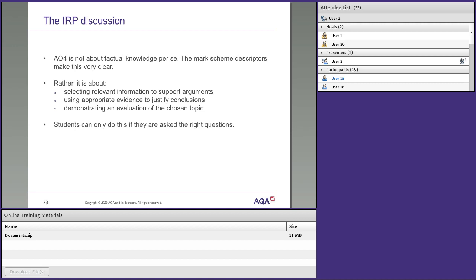So the IRP discussion. Within the IRP discussion, the AO4 knowledge isn't just about factual knowledge. The mark scheme descriptors make this clear. They need to be able to select relevant information and evidence to support their arguments and justify their conclusions, and then show an evaluation of the chosen topic. And for that reason, we often encourage centres to have their title as a question. So the title of their IRP, written in English, as a question. So, how dangerous is the AfD, for example? Okay, something like that, and then that leads them automatically to evaluating.